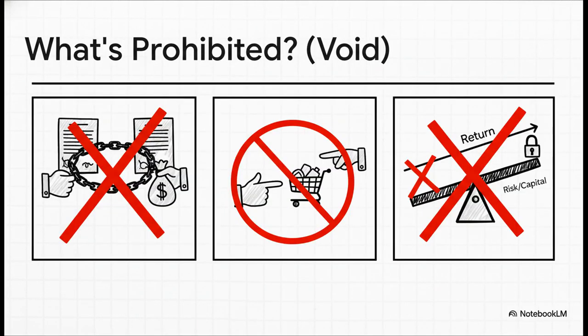Now, for the other side of the line, what's prohibited? Basically, any condition that creates injustice or leads to interest, or riba, is a no-go. For example, you can't tie two separate deals together, like saying, I'll loan you money, but only if you buy my car. Another big one is in a partnership, you can't promise a fixed, guaranteed profit, because that kills the whole idea of sharing risk.